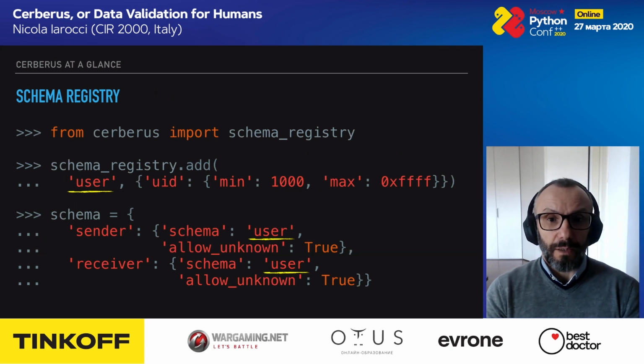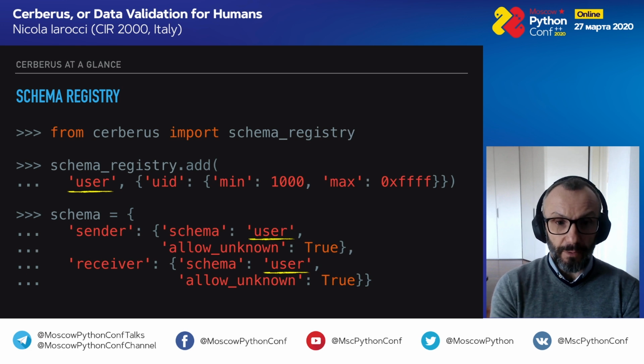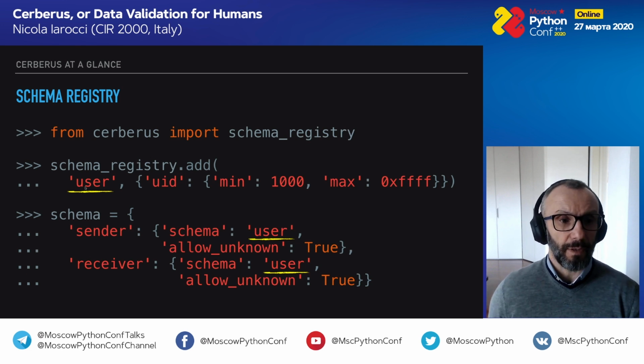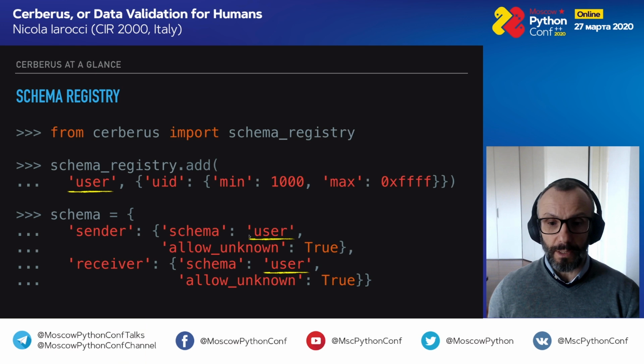Here you see the use of a schema registry. It is basically a registry where you can add schemas. Here we are defining a registry with a key user, and this is the schema which we are going to store as a user. And then when we define a schema, we can define a field and just say apply the user, as you can see here, schema, and you can reuse it.